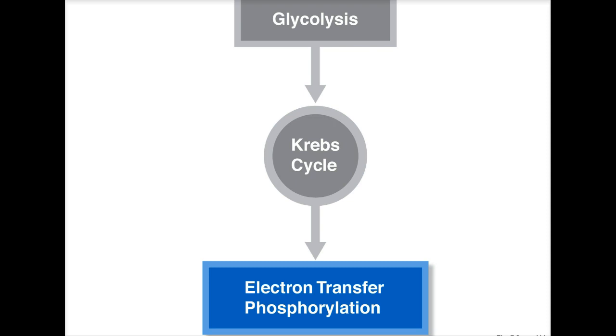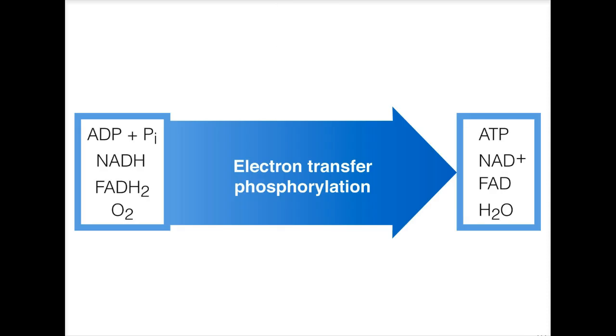So looking at the three processes, glycolysis, Krebs cycle, and electron transport phosphorylation, collectively they work to produce a large amount of energy in our cells. In summary of the electron transport phosphorylation, we're taking the energy from NADH and FADH2 and using it to produce ATP. Oxygen is our final electron acceptor with the production of water.